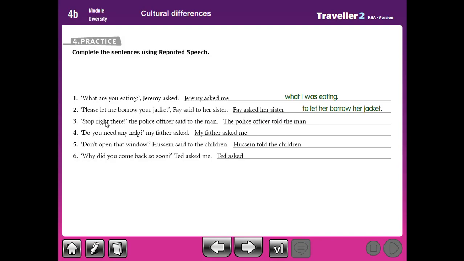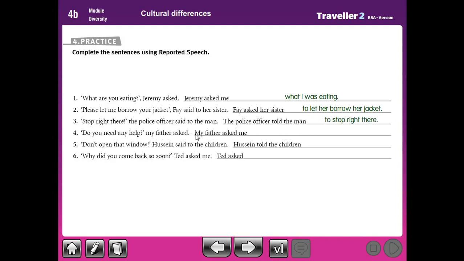Here we have: Stop right there. We have here the imperative. We have a verb here. So what do we use before stop? To stop. Very good. To stop right there. The police officer said to the man. So the police officer told the man to stop right there. That's very good.